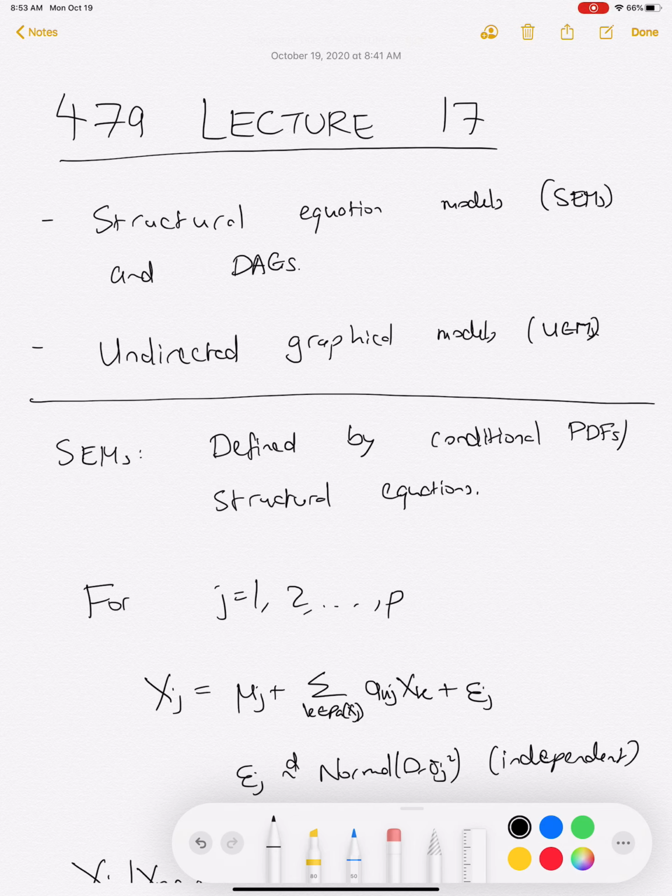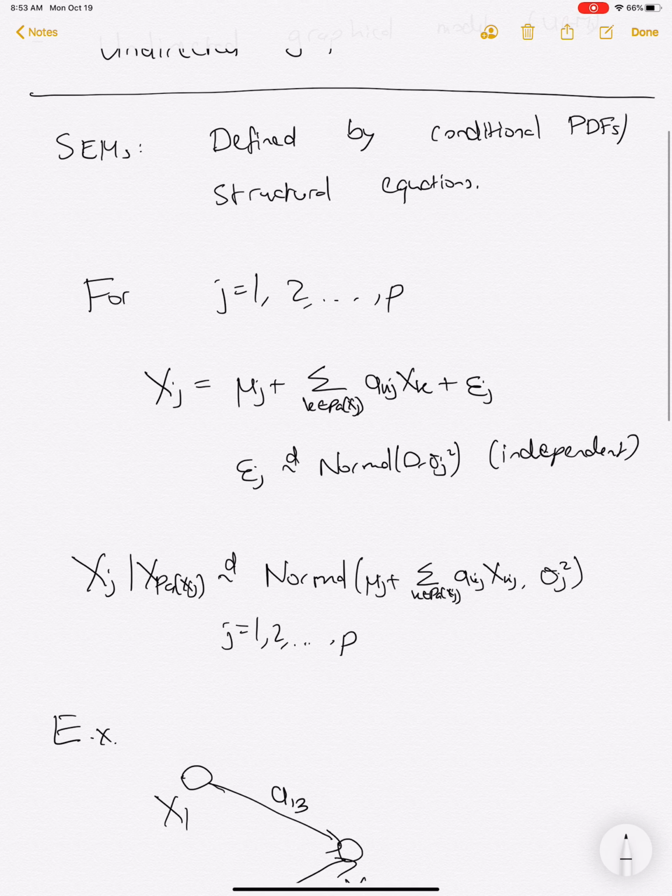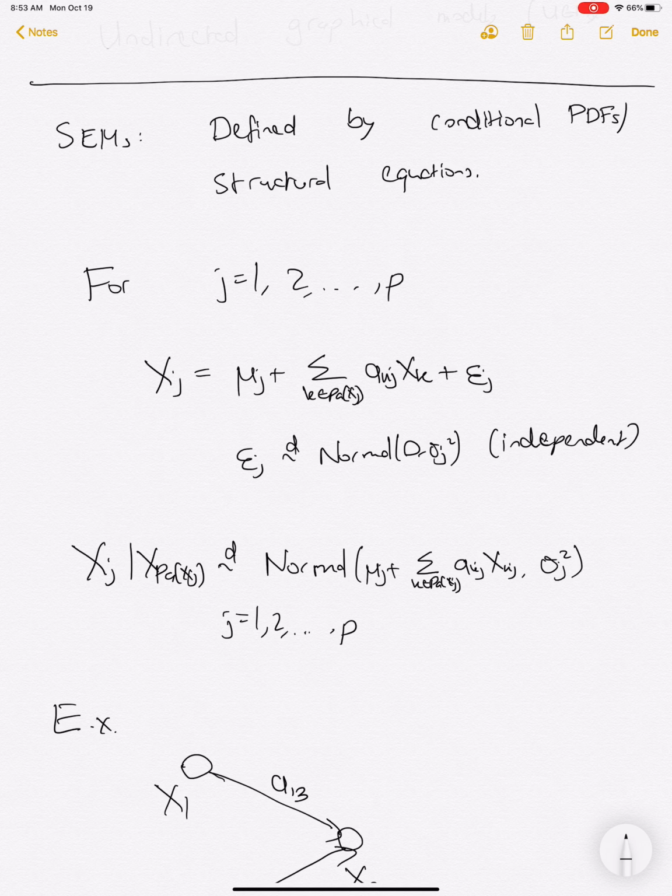And then at some point today, we're going to switch over to the other class of graphical models, which are undirected graphical models. Okay, so structural equation models are defined by conditional PDFs or structural equations. In particular, we're focusing on the scenario where these are the linear models.